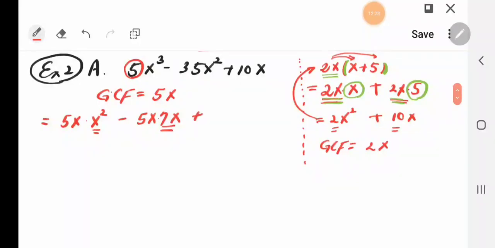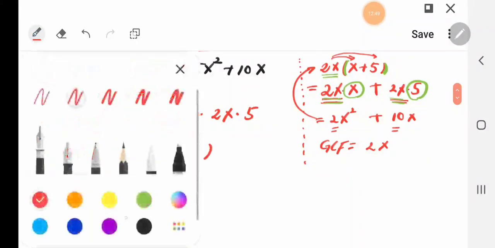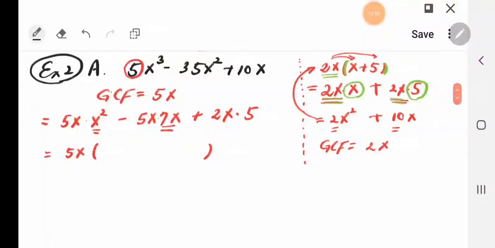Okay, for the last one, take 2x out, then what we have is 2 times 5 is 10. And x went out. So we can just rewrite each term by separating it with the factor 5x and the leftover. So from this, factor out 5x and put parentheses.